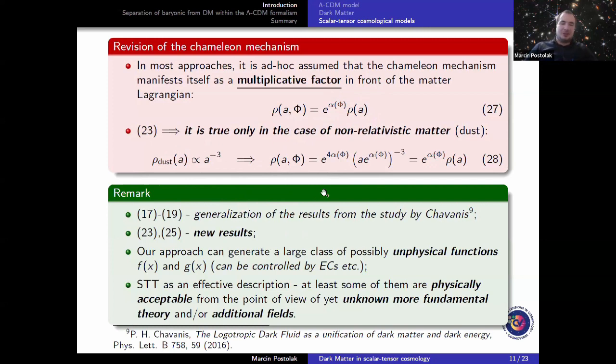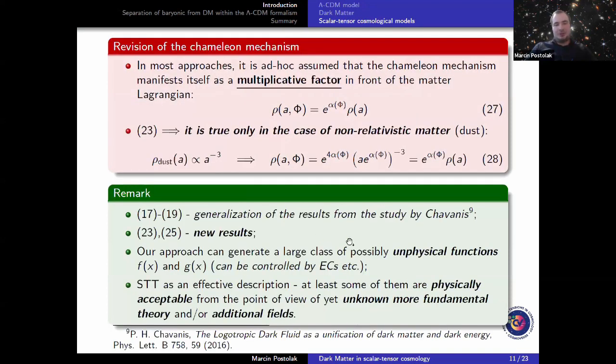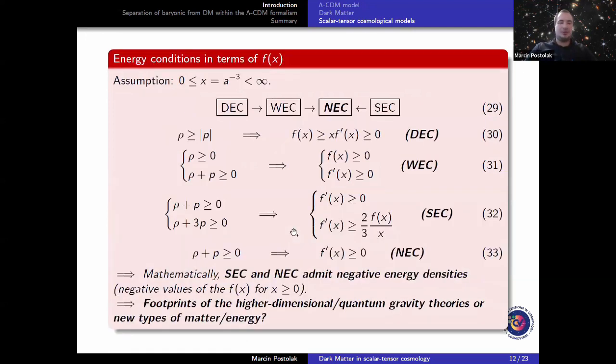So the remarks. The first part is just a generalization of the results from the study of Chavanis, so the logotropic dark fluids. But the notion of the non-minimally coupled energy density and pressure are new. Of course, you can observe that in such an approach, we can generate a large class of possibly unphysical functions, but we can control it by the energy conditions. And if we treat the scalar-tensor theory as an effective description, then at least some of them are physically acceptable from the point of view of the unknown, more fundamental theory and/or additional fields.